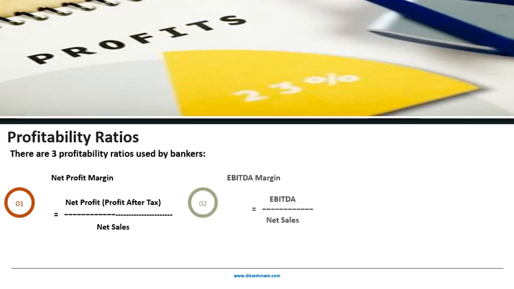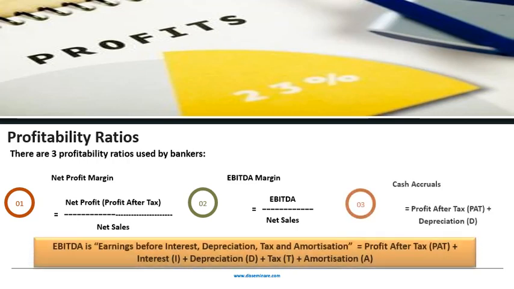2. The second is EBITDA margin. This is calculated by EBITDA divided by net sales. 3. The third is cash accruals. Cash accruals are given by profit after tax, PAT, plus depreciation, D. Technically this is not a ratio, but this is an important measure of the profitability of a company.